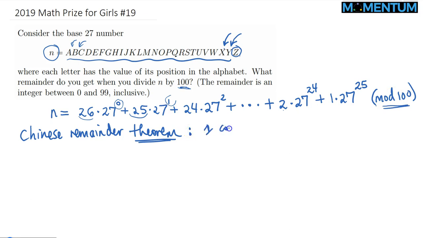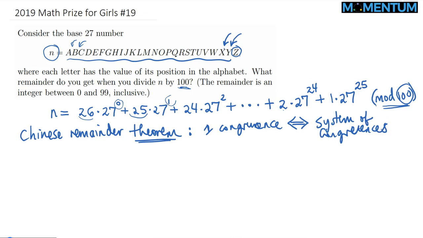One congruence, depending on how the modulus is factorized, turns into, or is equivalent to, a system of congruences. That's it. And somehow it's easier to work with lower moduli. Obviously 100 is 4 times 25, and 4 and 25 are relatively prime. So we will do it in two steps. I need to calculate the value of n modulo 25, and then I need to calculate the value of n modulo 4 as well, and then boom.